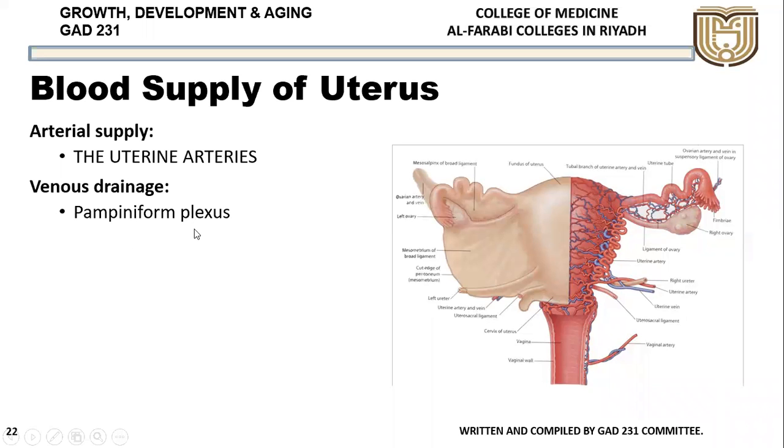Venous drainage is by the pampiniform plexus. You see here there is a plexus of veins, a lot of veins coming together. They all drain into the uterine vein. So this is the uterine vein, and this is the plexus, called the pampiniform plexus. Same as in the male, where there is a pampiniform plexus around the testes, in the case of the uterus also there is a pampiniform plexus.